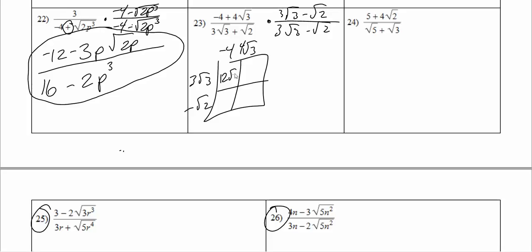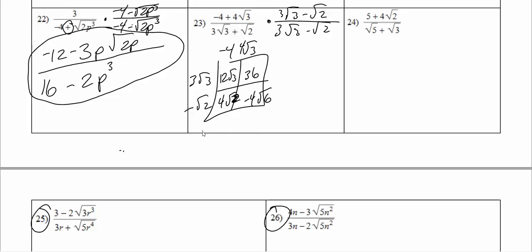Multiply, that's 12 root 3. That's 12 root 9, which is really a 36. This is a 4 root 2. There we go. And then this is a -4 root 6. There we go. And then this combines to what?